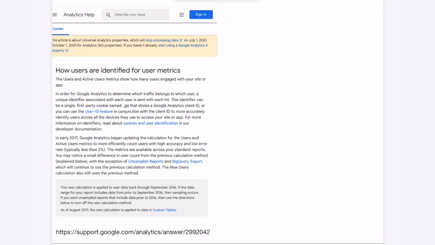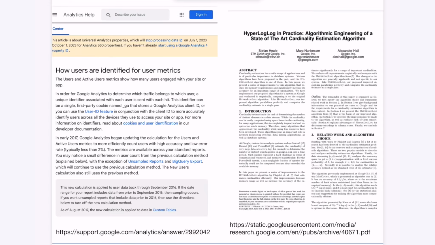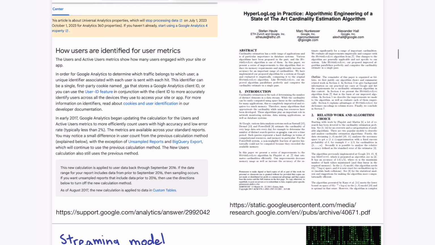And so something happened in that 2017 range. And so I looked for articles coming from Google around that time. Around that time, they put out a paper called HyperLogLog in Practice, engineering an algorithm. And HyperLogLog is a well-known algorithm for this distinct elements problem. So this is something that people work on.